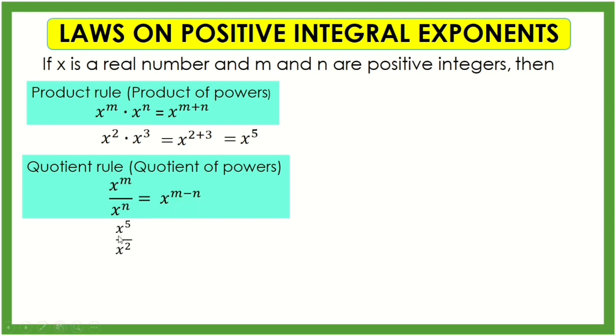Example, x raised to 5 over x squared. This is equal to x raised to 5 minus 2. 5 is the first exponent ng numerator. 2 is the second exponent ng denominator. So we have 5 minus 2. The answer is x cubed. 5 minus 2 is 3.